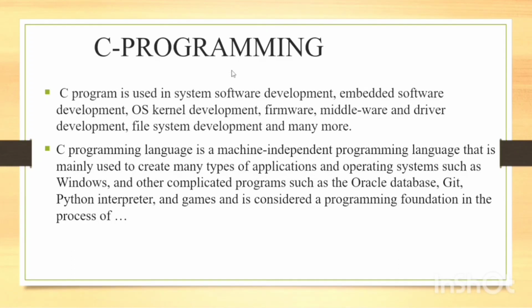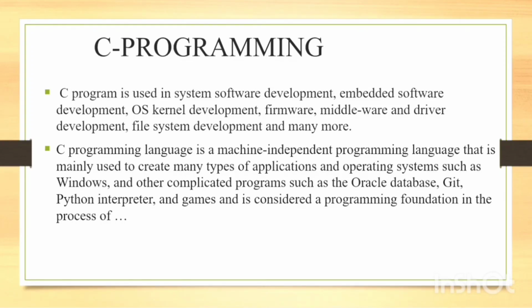What is meant by C programming? C programming is used in system software development, embedded software development, operating system kernel development, firmware, driver development, file system development, and middleware development, etc. C programming language is a machine independent programming language that is mainly used to create many types of applications and operating systems, such as Windows and other complicated programs, such as the Oracle database, Git, Python interpreter, and games, and is considered a programming foundation.